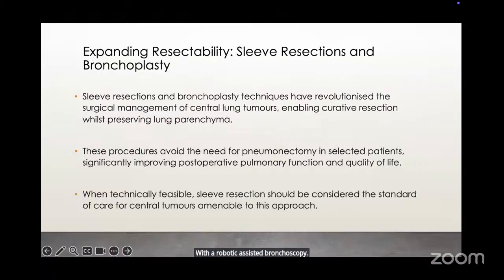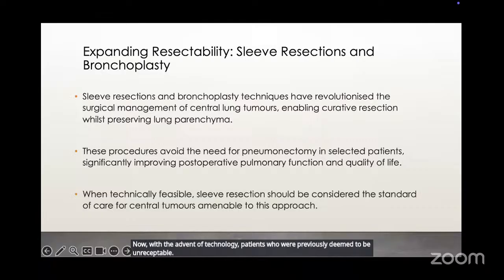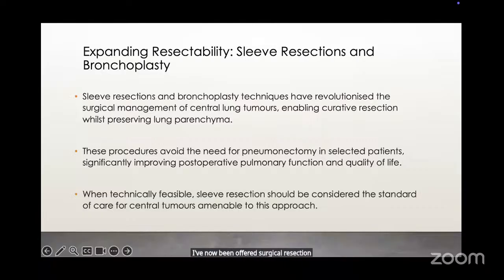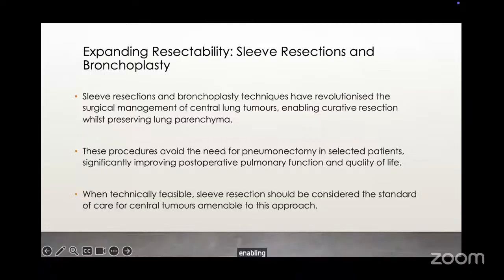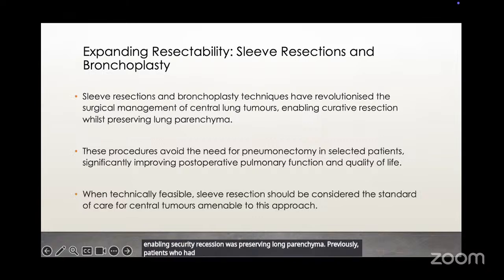Now, expanding resectability. With the advent of technology, patients who were previously deemed unresectable have now been offered surgical resection with curative intent. Now, sleeve resections and bronchoplasty techniques have revolutionized the surgical management of central lung tumors, enabling curative resection whilst preserving lung parenchyma.